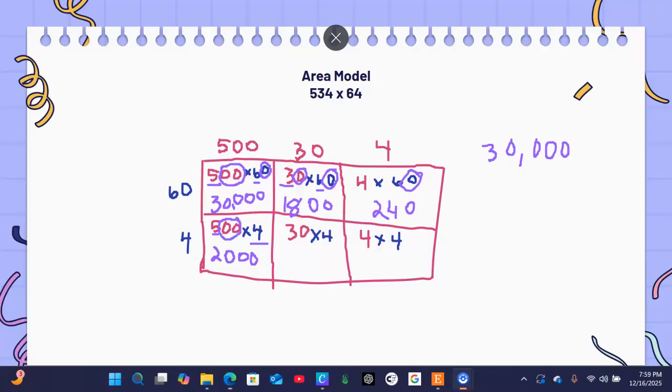We circle our 2 zeros right here, and those are represented right here. Okay, let's go to our next box. We have 1 zero represented here, and we multiply 3 times 4, and that equals 12.